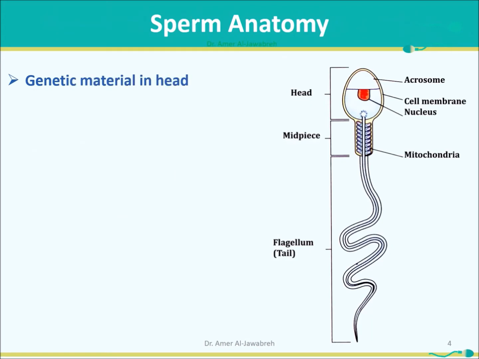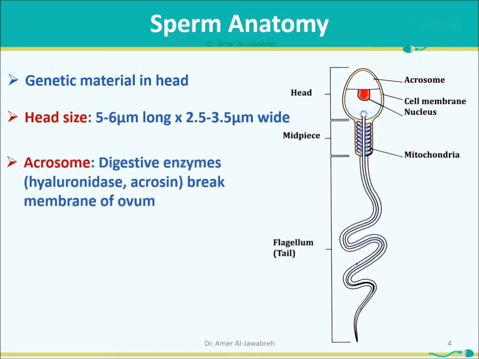Sperm anatomy. Genetic material in the head. Head size is 5 to 6 micrometers long by 2.5 to 3 micrometers wide. Acrosome: contains digestive enzymes like hyaluronidase and acrosin to break the membrane of the ovum.